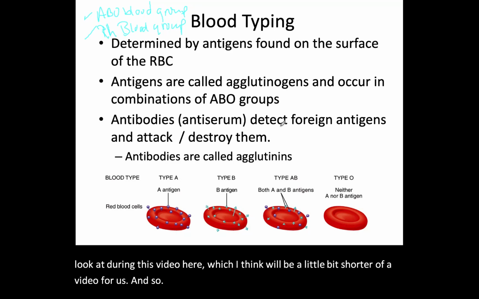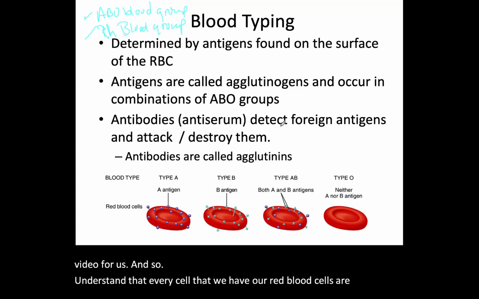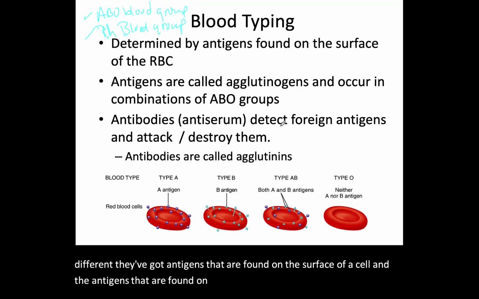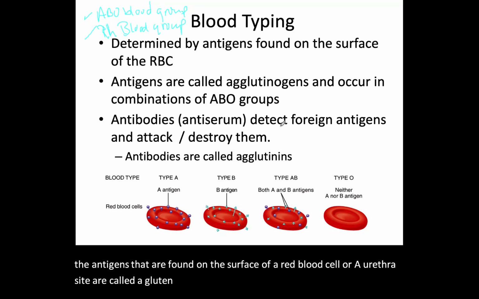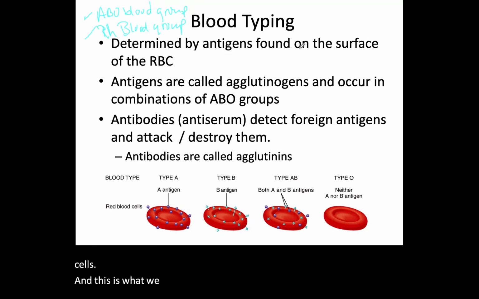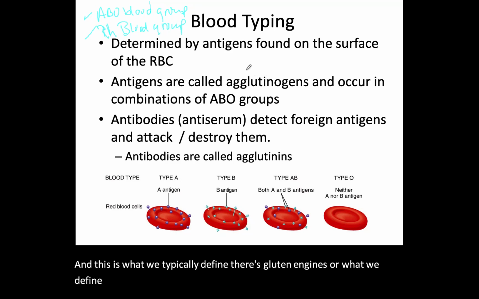Understand that every cell that we have, our red blood cells, are no different. They've got antigens that are found on the surface of a cell, all right? And the antigens that are found on the surface of a red blood cell, or an erythrocyte, are called agglutinogens. And these agglutinogens define the characteristic or the blood type that is associated with those red blood cells. And this is what we typically define as the ABO blood group.